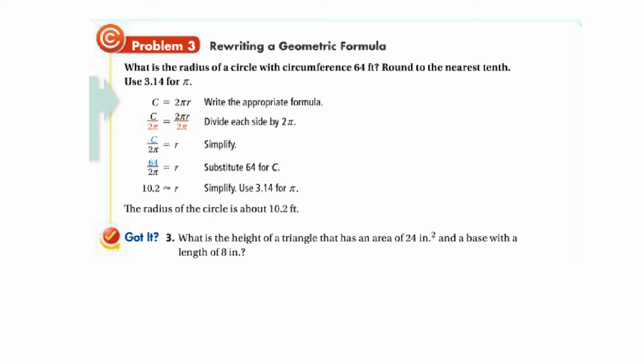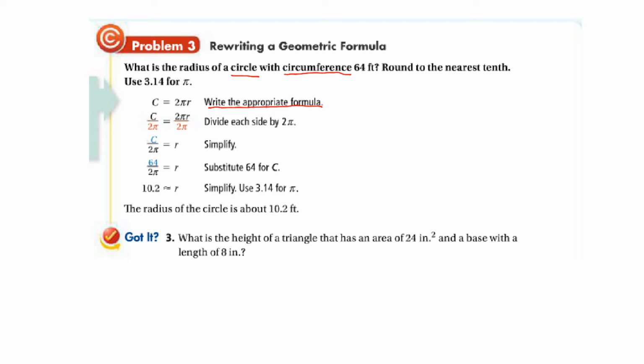And our last example that we're going to look at today is rewriting a geometric formula. Our problem asks us, what is the radius of a circle with a circumference of 64 feet? Round to the nearest tenth. Use 3.14 for pi. Well, if I'm talking about the circumference of a circle, I need to know its formula first. If you don't know it, Google it, find out what the formula is, and then we come up with c equals 2 pi r. That is the appropriate formula.